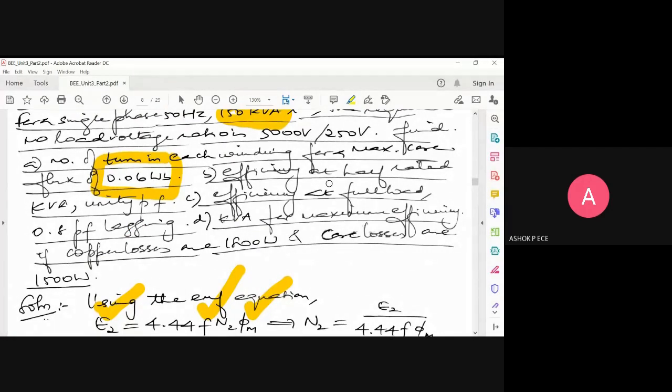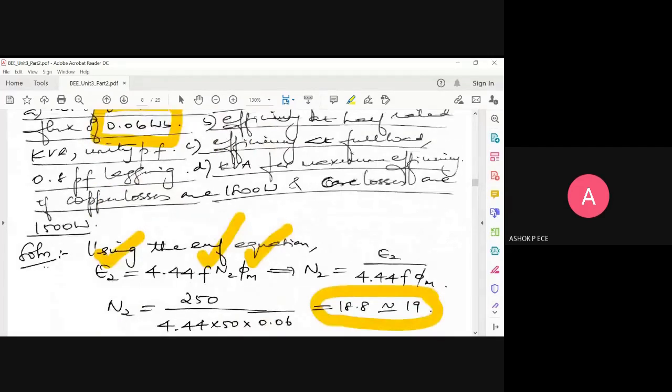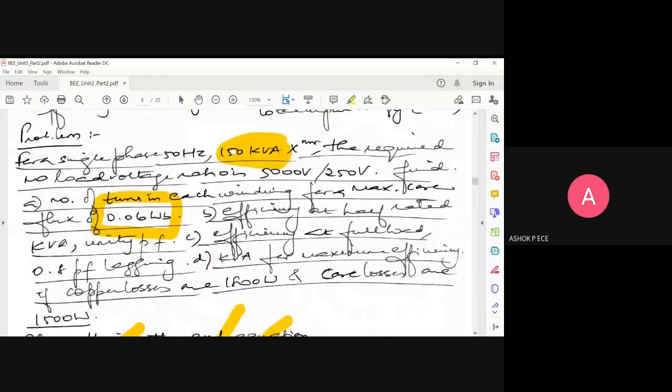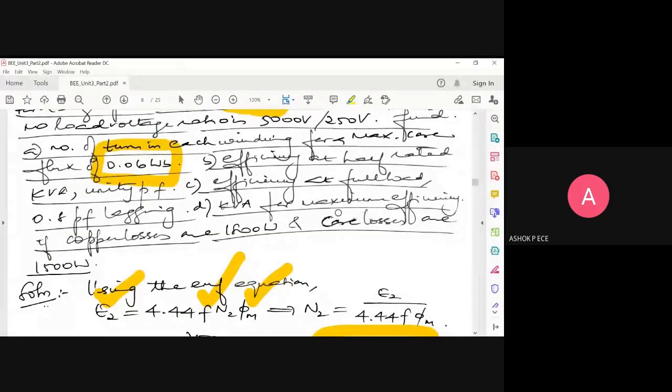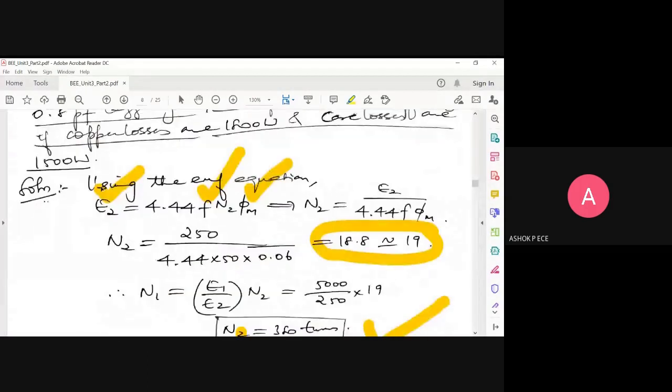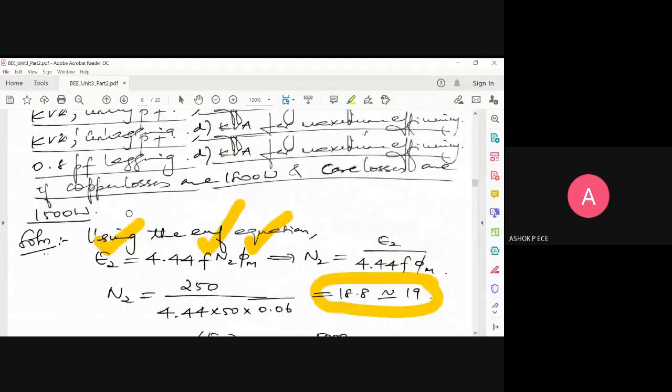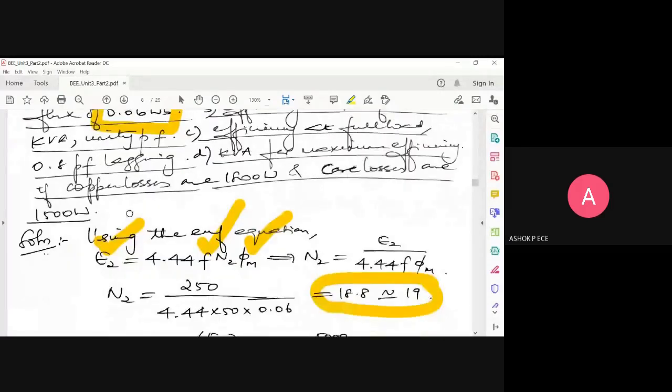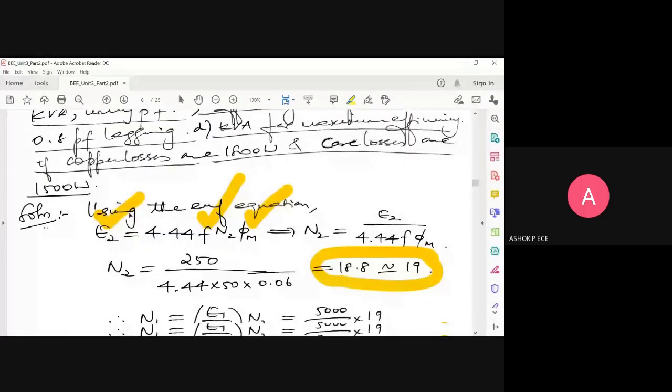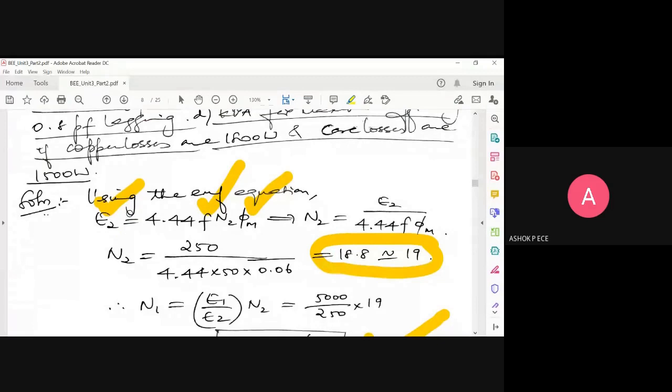We are using the EMF equation first. Why can't I use E1 equal to 4.44 F N1 phi M? You can use that also. You can use the EMF equation for primary also. In that case N1 you will get first, then you will find N2. Both are correct. Here they have done it for secondary first and then primary. So N1 is 380 and N2 is 19. That is the number of turns we got first.